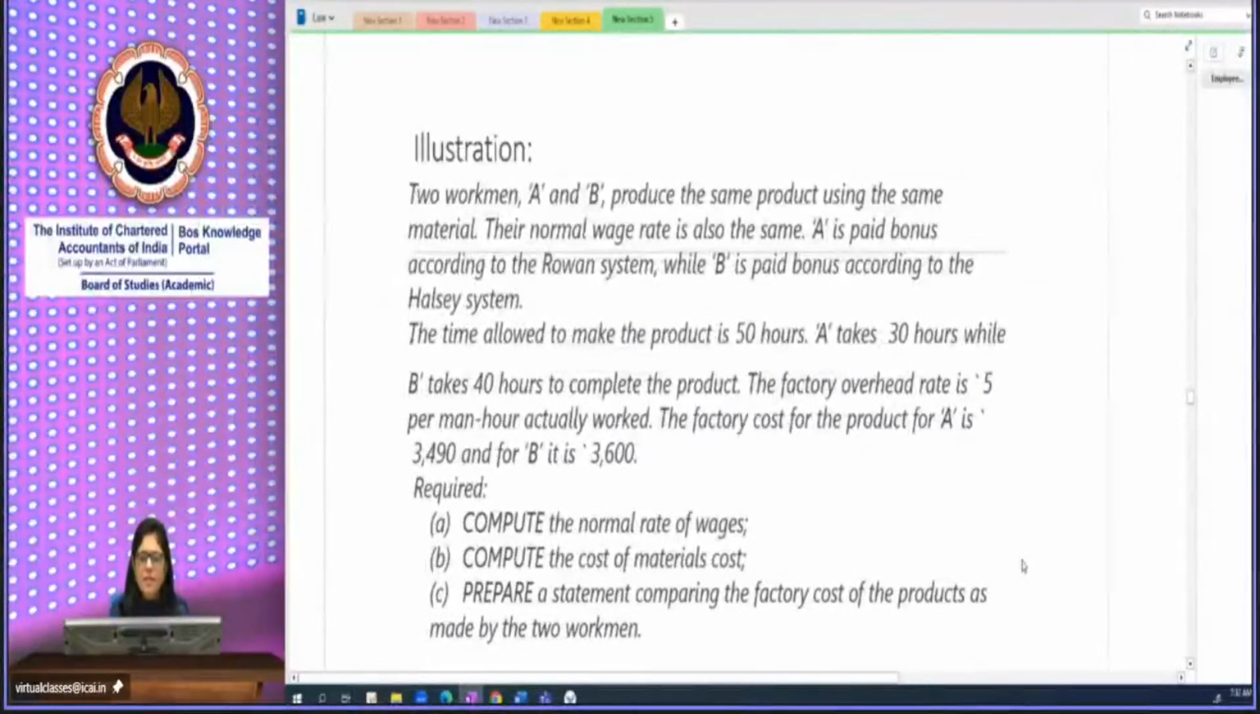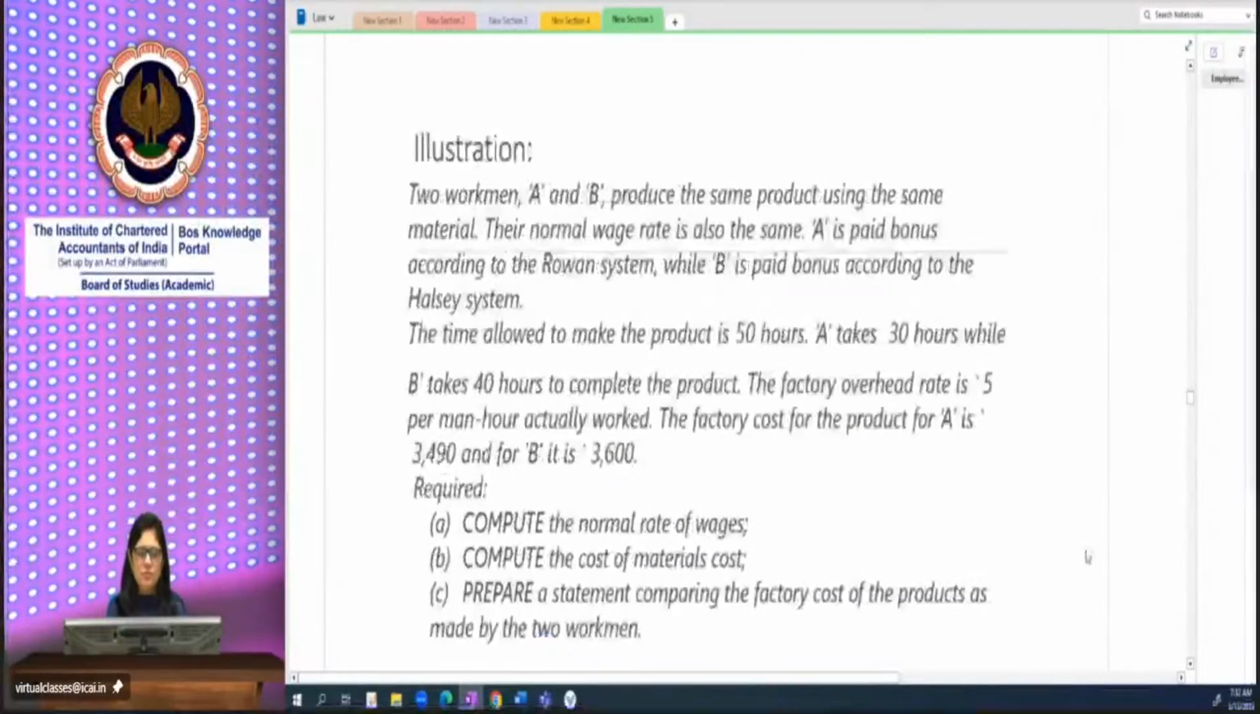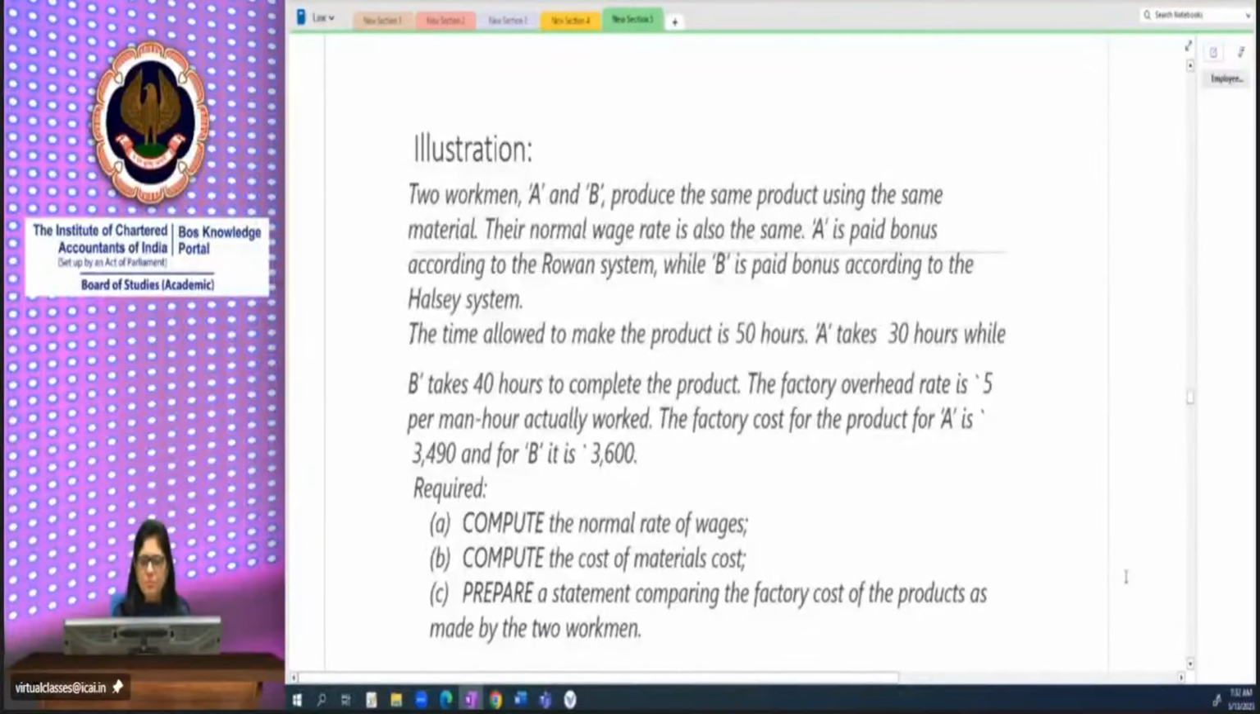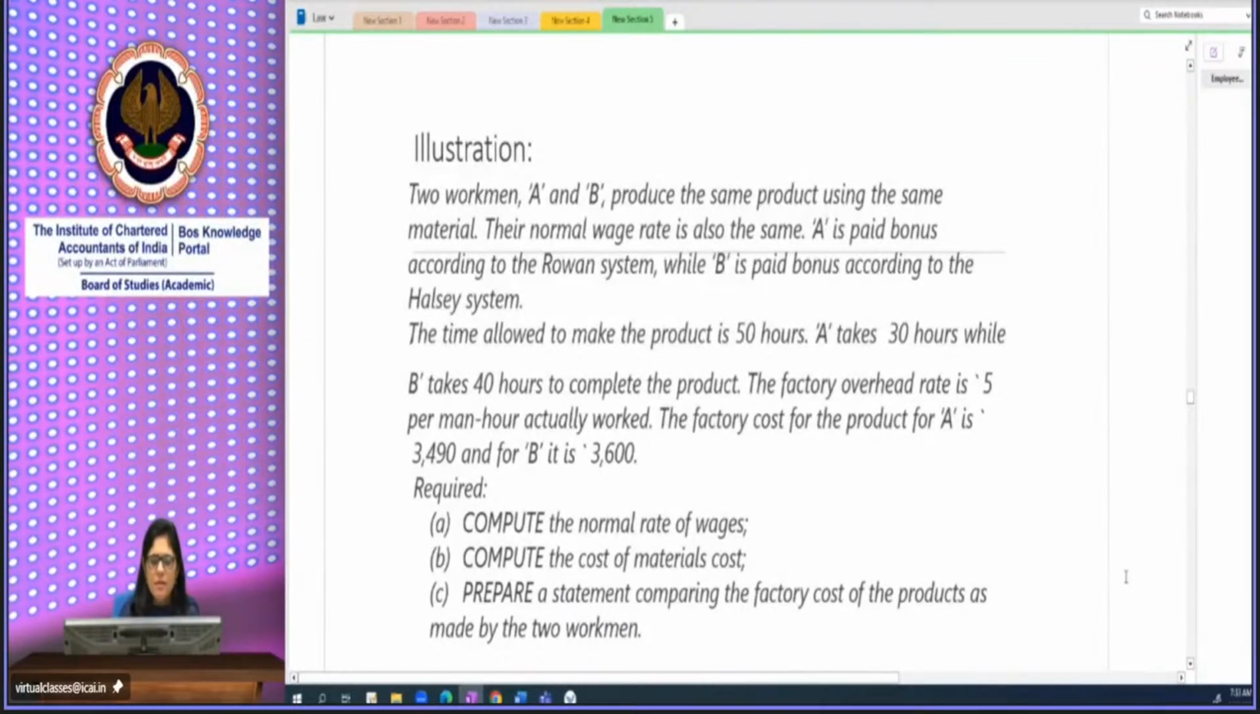Let us move on to this illustration, which is there in the slide. Just take note of this question, please. Again under Halsey and Rowan: two workmen A and B produce the same product using the same material. It's very important to understand the question, and then you will understand how we approach it. Their normal wage rate is also the same. A is paid bonus according to Rowan and B is paid bonus according to Halsey.